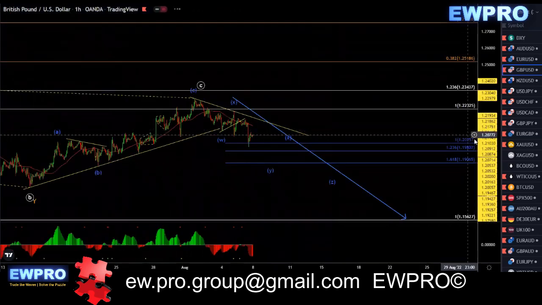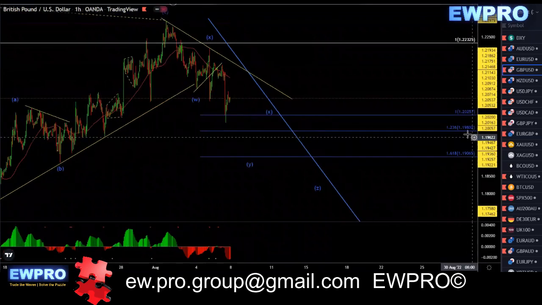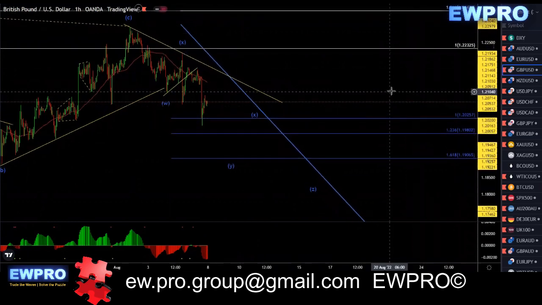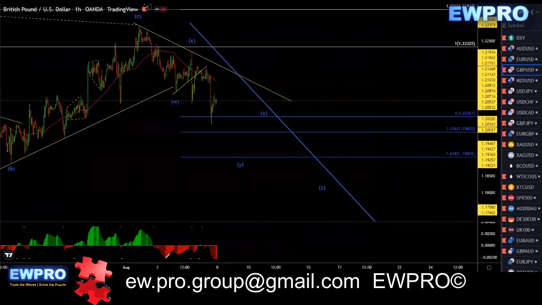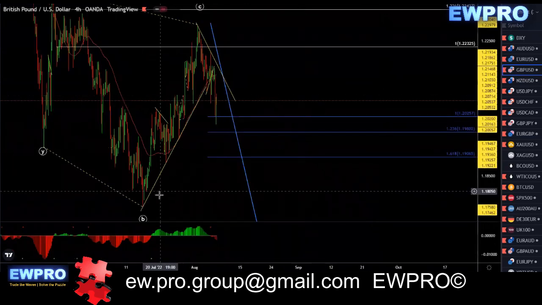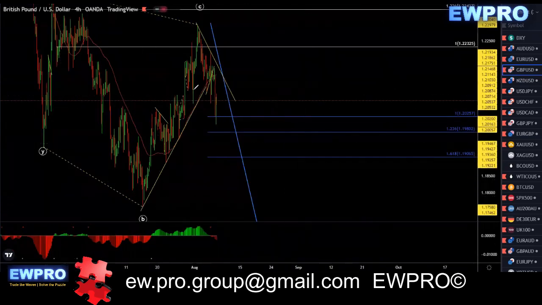So looking at the H1, it is quite choppy. I was looking for more of a motive structure, and it's more motive. We don't have any bullish divergence. So we're looking at a WX, wave Y, X2, and then a Z down. Hopefully breaking the low, the H4 low, or at least breaking this low here. I'd really like to see this low here broken, or even that one.